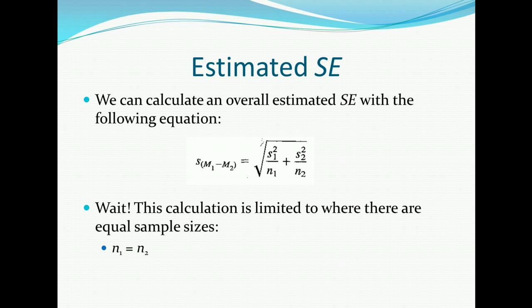Wait, this calculation though is limited to where there's two equal sample sizes. So intuitively you would think, oh, that's it. But that assumes that there's two equal sample sizes for the equation above. So it gets even a little bit more complicated because we don't always have two equal sample sizes for each group in independent samples T.